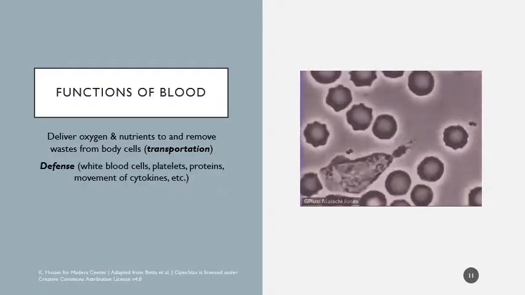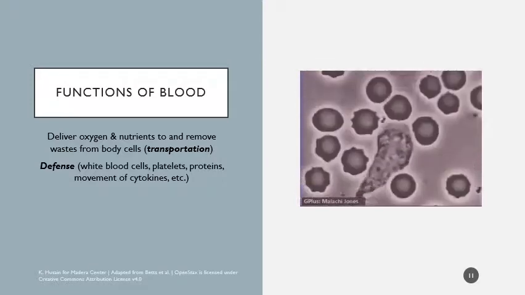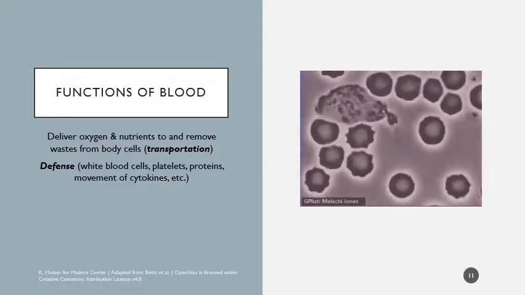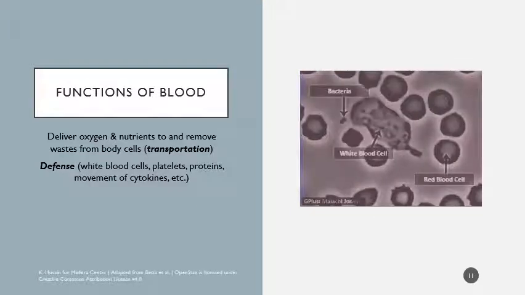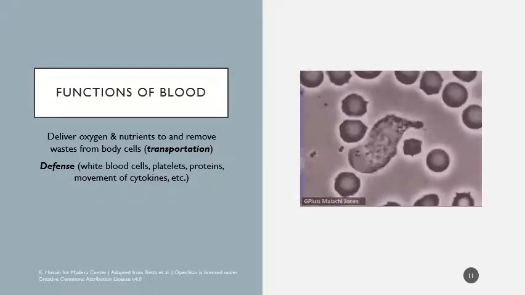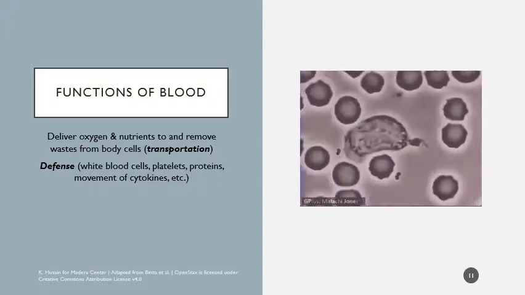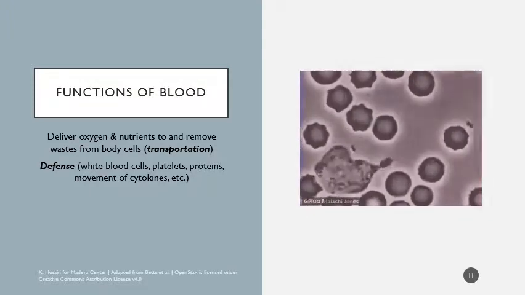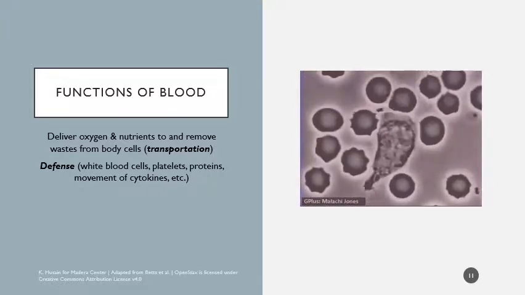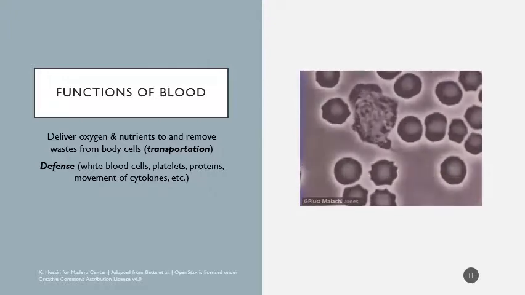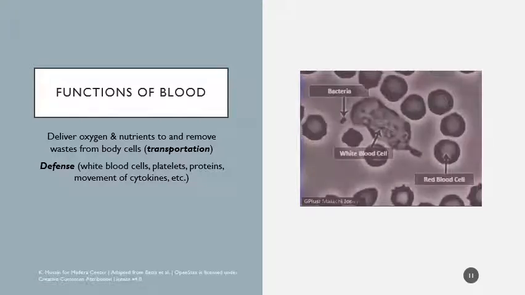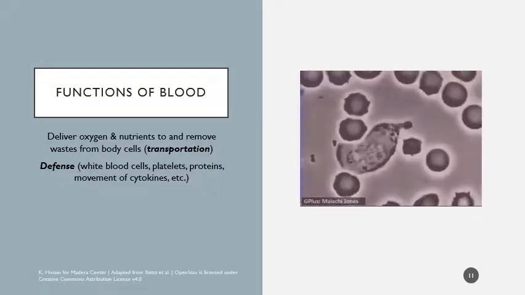There's also defense. So we think about white blood cells, platelets for clotting, different proteins, the movement of cytokines, the signaling molecules. All of those are crucial for making sure that we are dealing with portals of entry and pathogens the way that we need to. And that's what's being shown on this GIF on the right. That is a white blood cell using chemotaxis to follow the chemical trail of a bacterium. It's able to then adhere to, engulf, and break down that bacterium. So that's an important role of blood, the movement of defensive components.